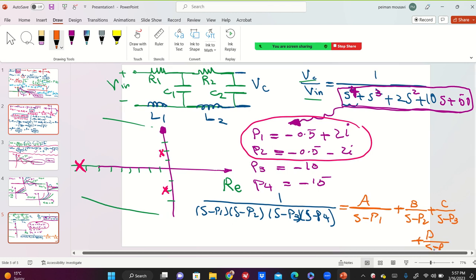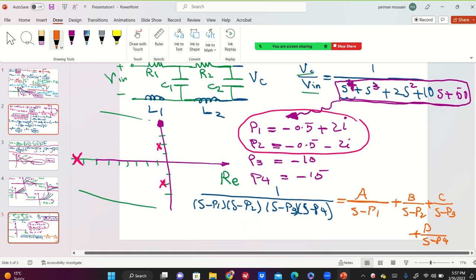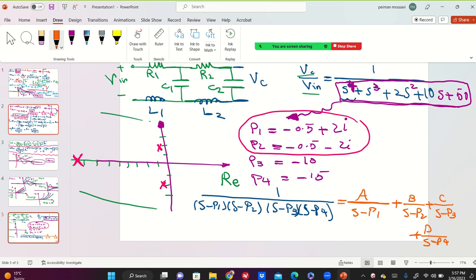Exactly. P4. Write it down because I'm continuing. Okay? Write it down. I want to continue about this. And you get some A's. I don't care. These are constants, right? You get some A, B, C, D. I don't care about those numbers.